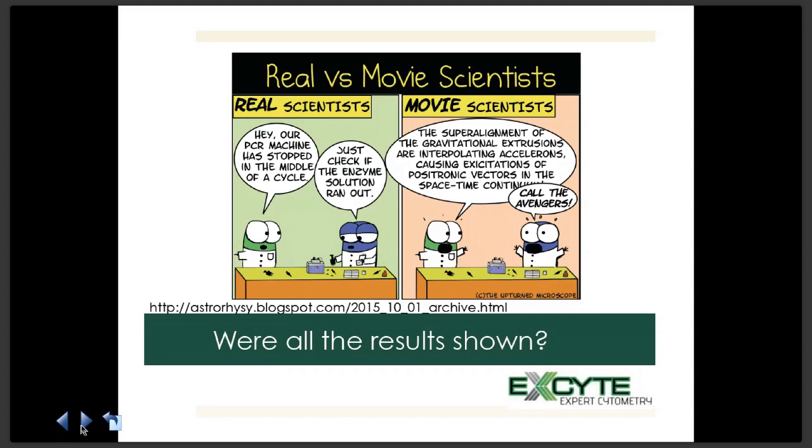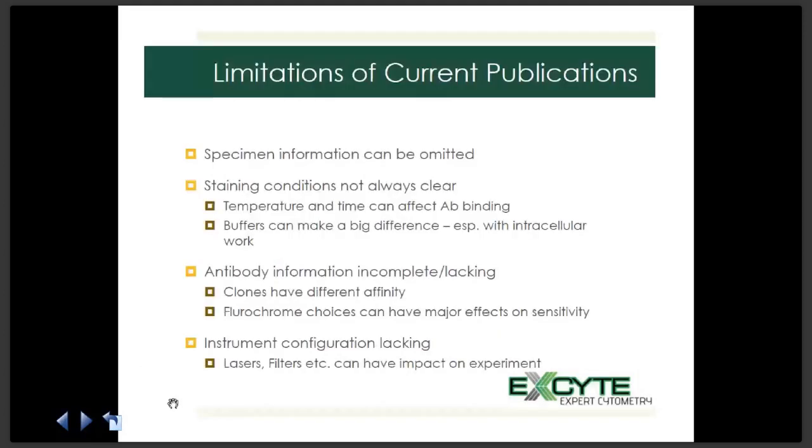Well, first off, in current publications, a lot of information is not available. This can include things like the specimen information. Staining conditions are not always clear. I've read a lot of protocols that will just say, stained using standard protocols. Well, which standard protocol are you using? Because time and temperature can affect antibody binding. The rate of antibody binding at 37 degrees or room temperature is very different than the rate of antibody binding on ice at 4 degrees. Letting the antibody binding go for a half an hour versus an hour can also have a big effect.